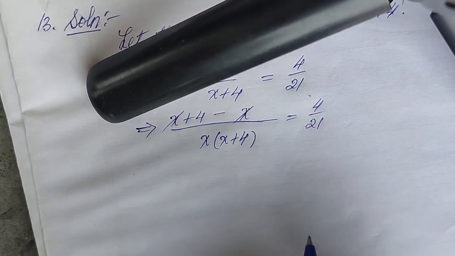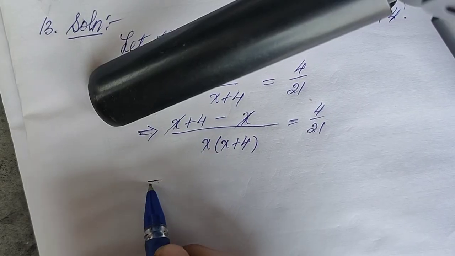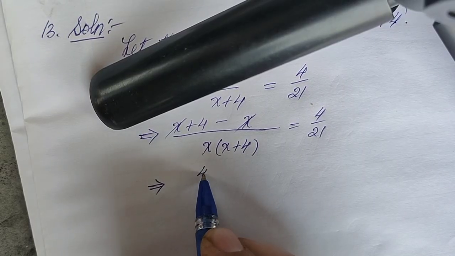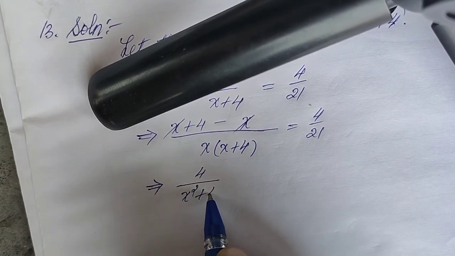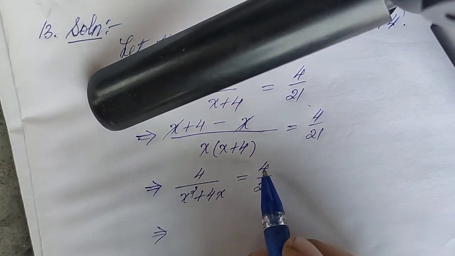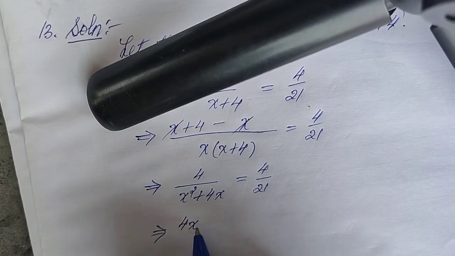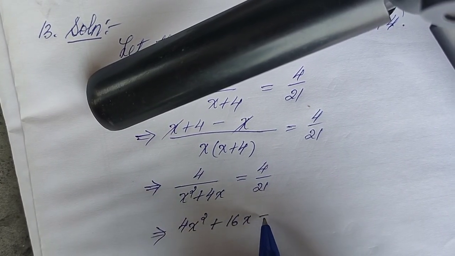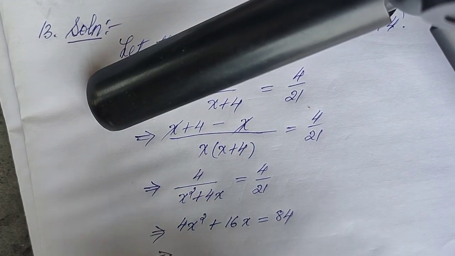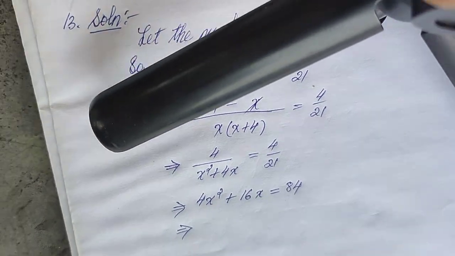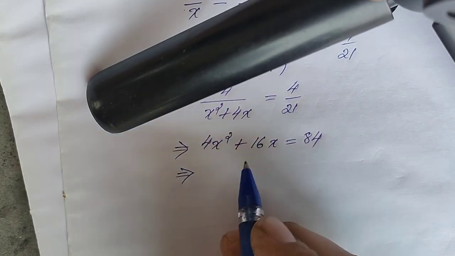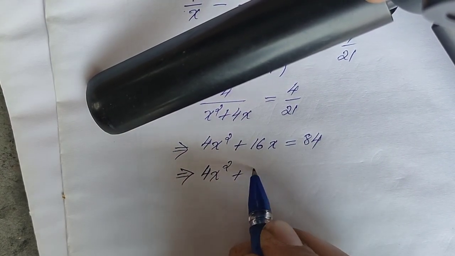Now we can cross multiply the fractions: 4 by x squared plus 4x equals 4 by 1 cross multiply. 4x squared plus 16x is equal to 21 times 4, which is 84.